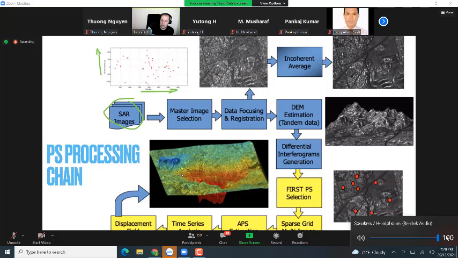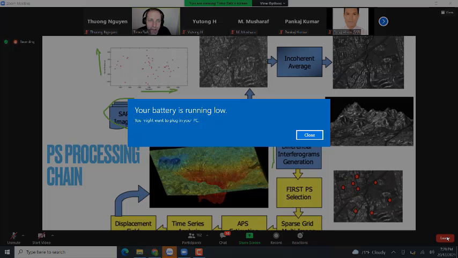and then get to a displacement field estimation. So you see it's a multi-step process where we use many images, then generate also many differential interferograms to then get to our displacement field generation. Okay.